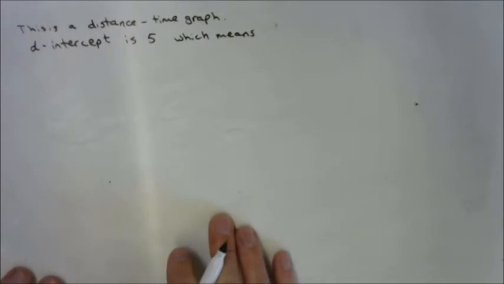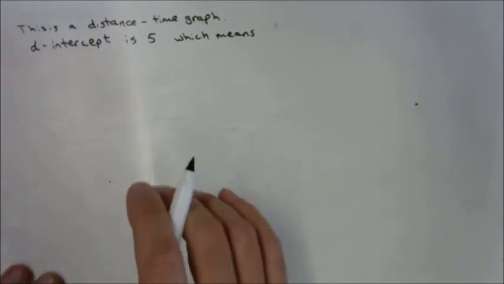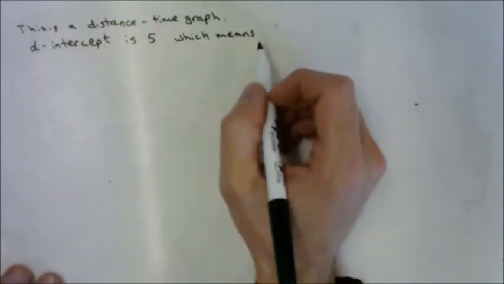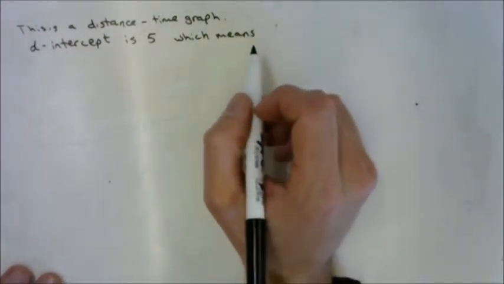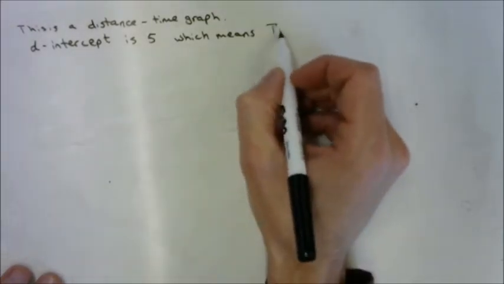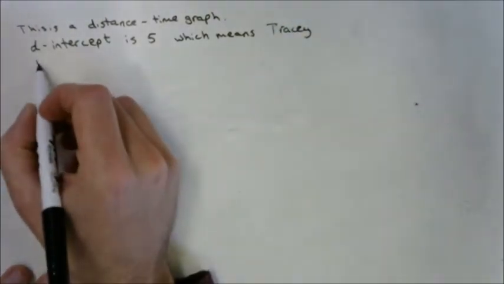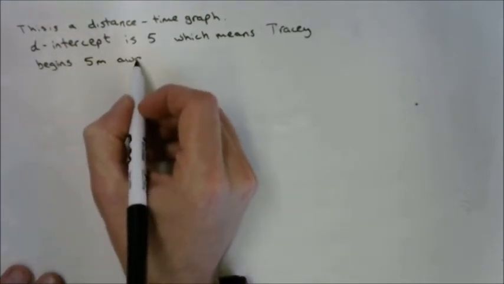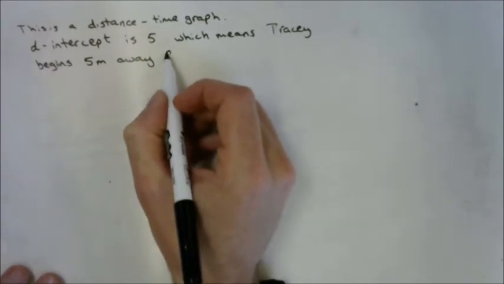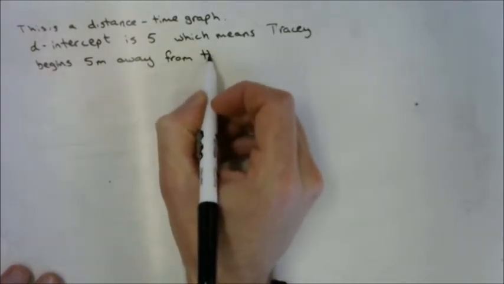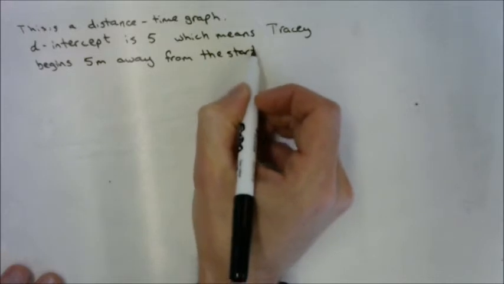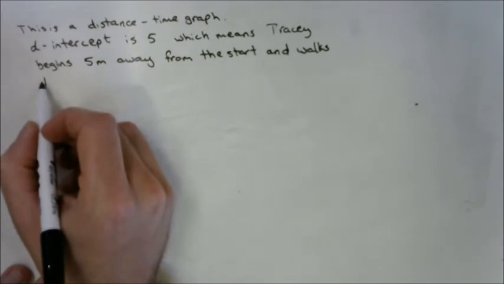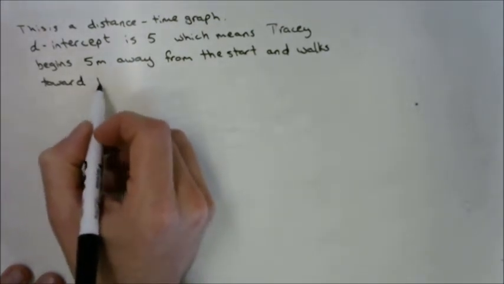What's Tracy doing here? Why is she starting? She's not starting at 0 and walking away from something. She's walking backwards, either backwards or just back towards something. So Tracy begins 5 meters away from the start. That's a big word. And walks toward the start.